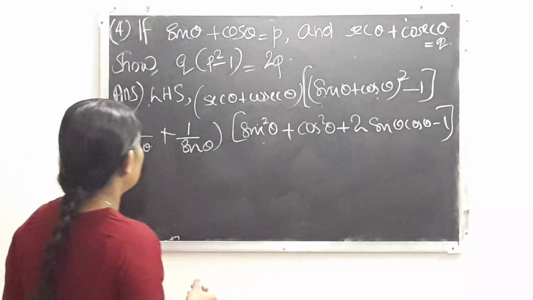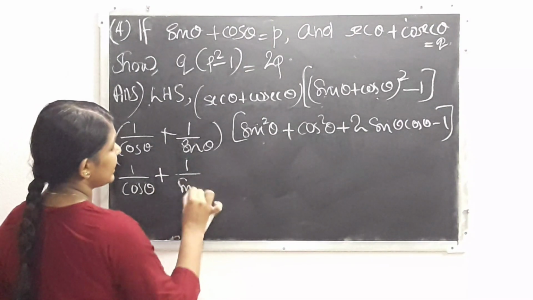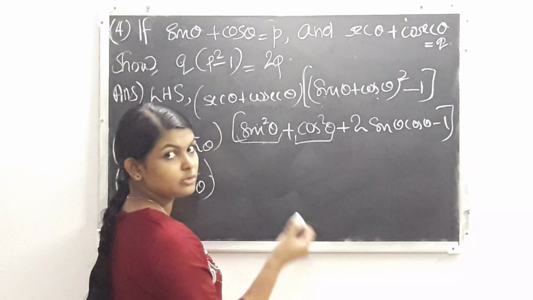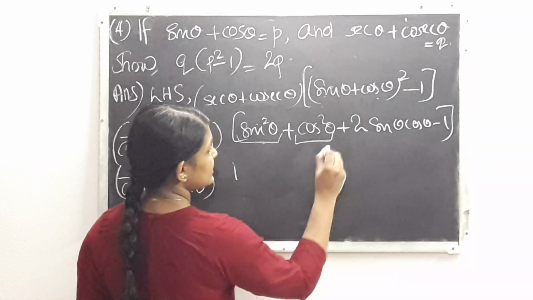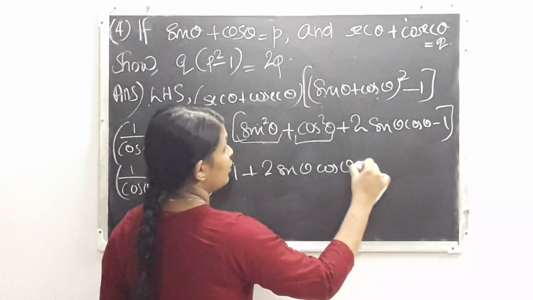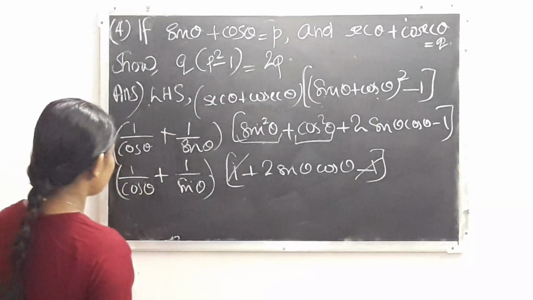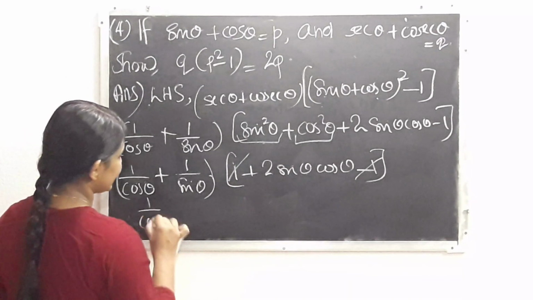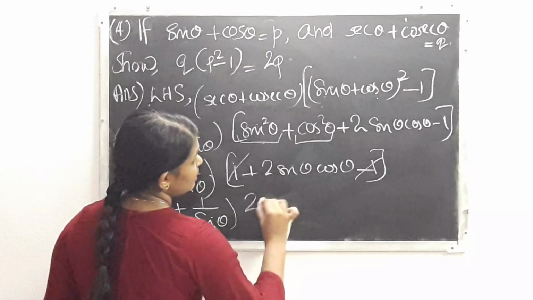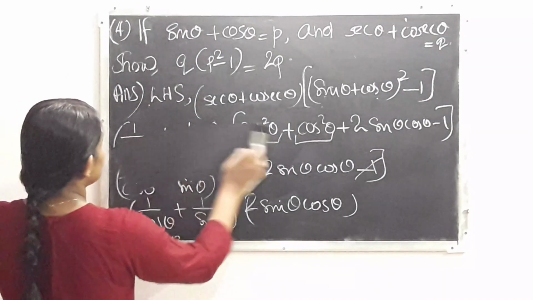So this will be equal to 1 by cos theta plus 1 by sin theta, into sin square theta plus cos square theta, which is equal to 1, plus 2 sin theta cos theta minus 1. Now we can cancel this 1 and minus 1. So the rest will be 1 by cos theta plus 1 by sin theta into 2 sin theta cos theta. Now we can expand this one.